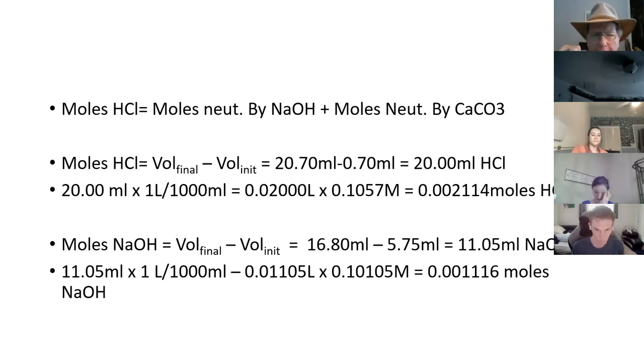For the base, I do the same thing, only its volume was 16.80 minus 5.75. I take the 11.05 milliliters of NaOH, multiply it by 1 over 1,000 milliliters, multiply that by the concentration, and I get 0.001116 moles of NaOH.